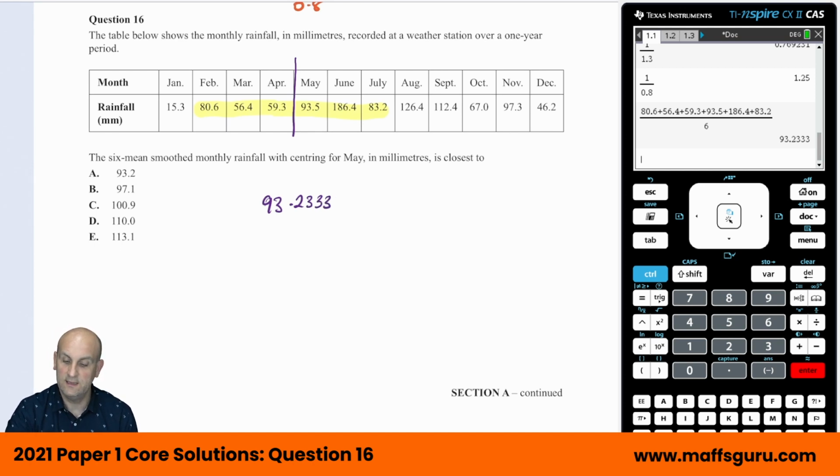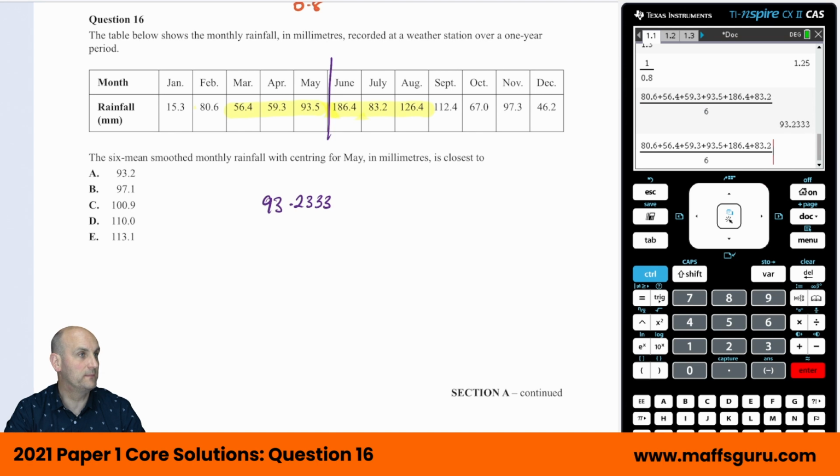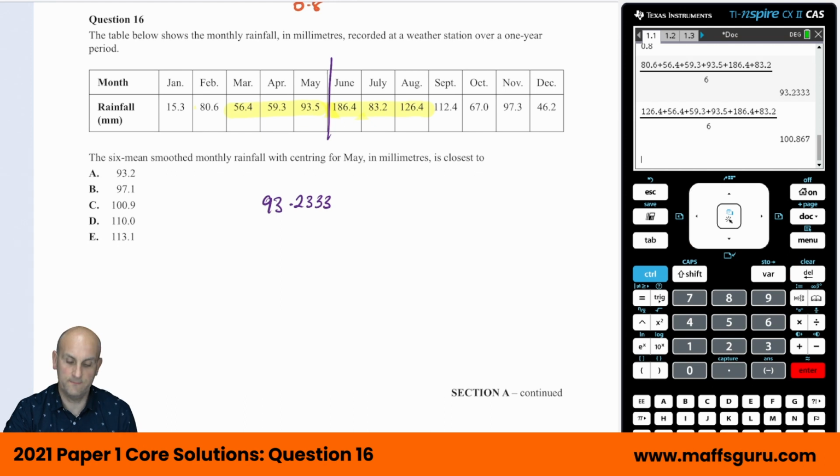Now what I'm going to do is I'm going to basically repeat the process, but on this side, using 6 values centered around that side. Okay, hopefully this all makes sense. So I'm going to go from 56 all the way up to 126.4. So now I'm going to copy that down. I'm going to edit it. I'm going to get rid of the 80.6 because that's no longer there, but I'm going to put in 126.4. Hit enter.